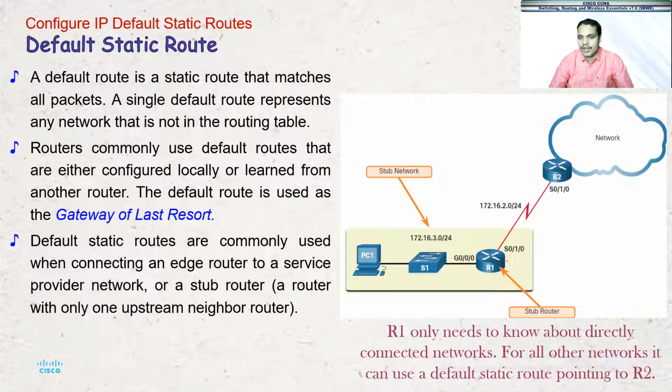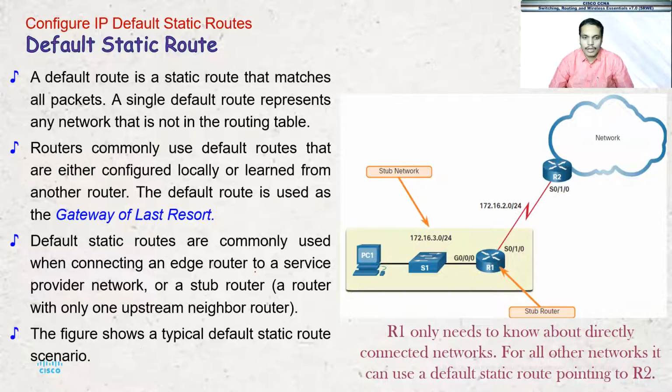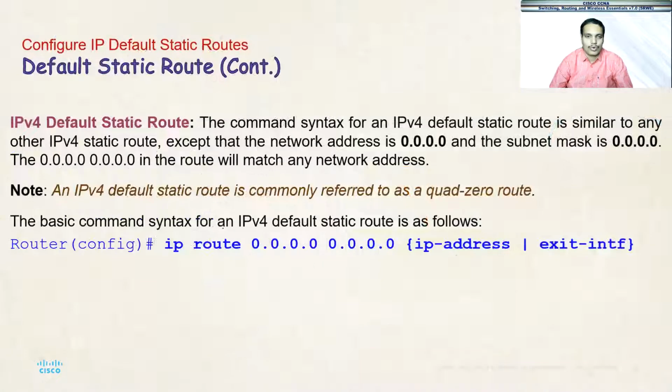So we can specify a default static route so that all the traffic coming out of this network has to go to R2 only. This figure shows a typical default static route scenario where we can set up a default static route. So how do you do that?